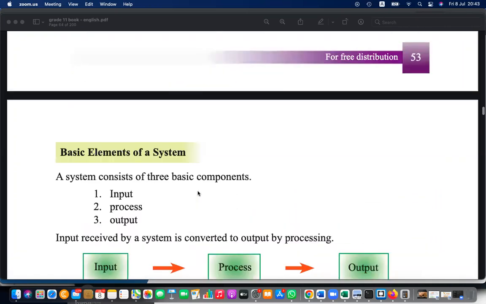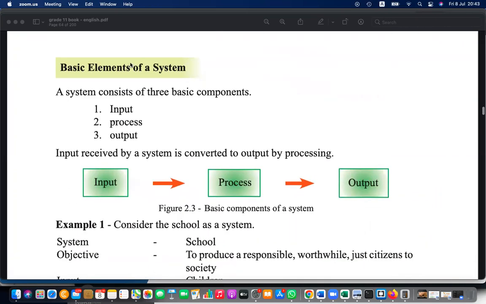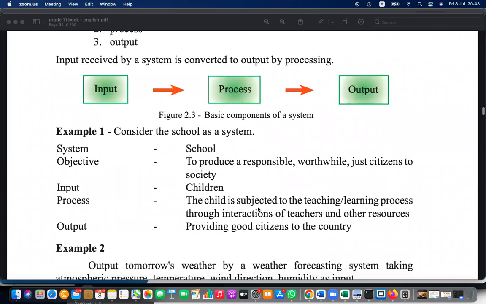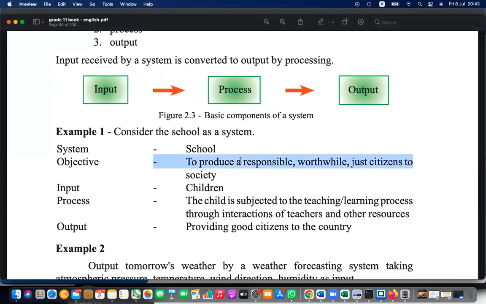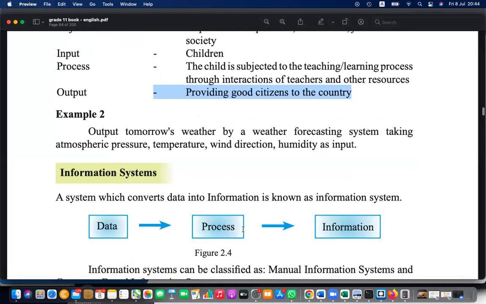Right. Here you can see the basic elements: input, process, output. I already discussed this. In a school system, the objective or output is basically producing valuable citizens for society, which is not actually happening. It is not perfectly achieved, but up to some extent it is achieved. Input, children. Process, teaching and training them. Output, good citizens. Any system has this.